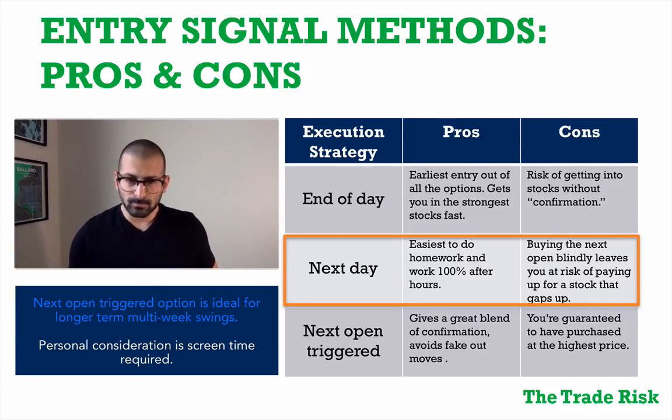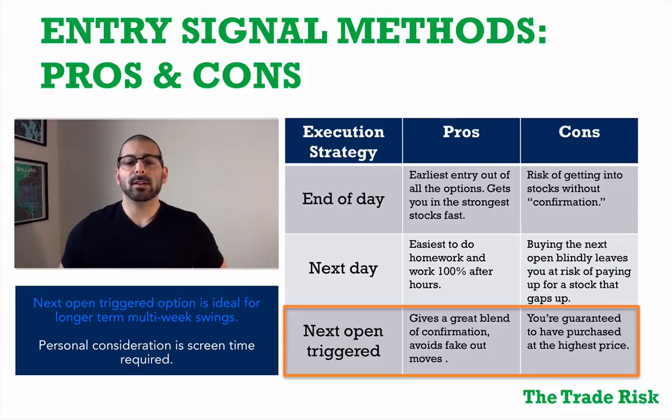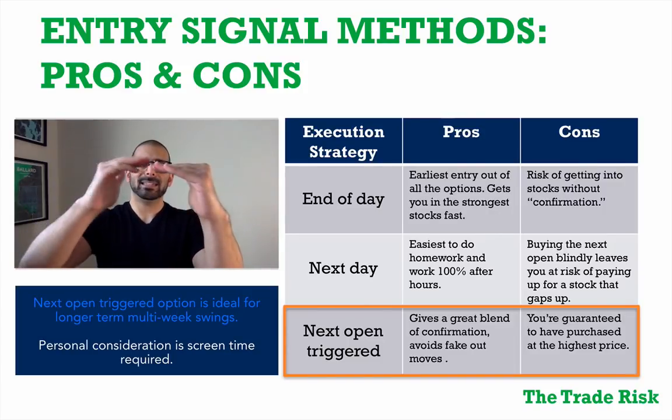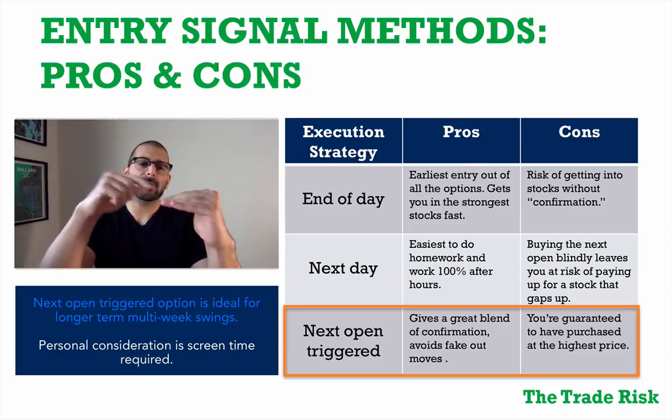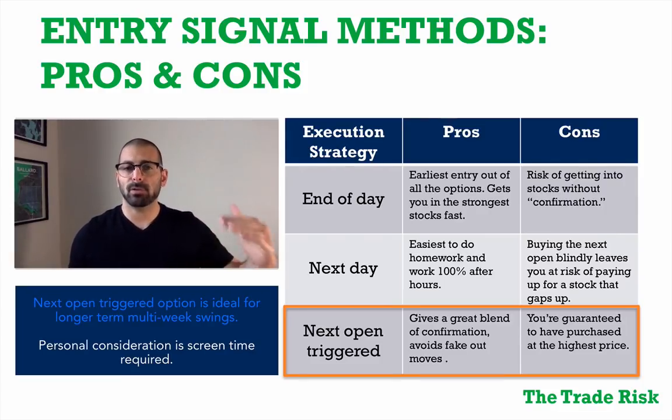The final approach is the next open triggered method, right? The pros here are that it gives a great blend of confirmation, and it avoids the fake out moves, because essentially what it's saying is, look, I'm only going to get long if price exceeds this signal bar day. So if it doesn't get above whatever produced the original signal, then we don't get long. It gives you that nice confirmation that the setup is actually moving in your favor. But the con of this method is that you're guaranteed to have purchased at the highest price. Out of all these other alternatives, this is going to leave you always paying the highest relative price.